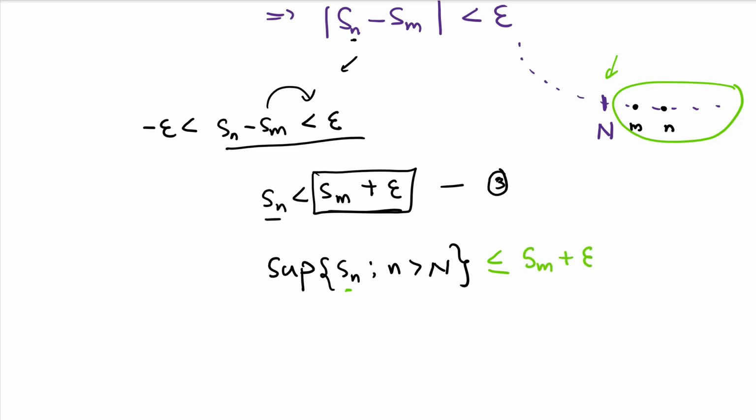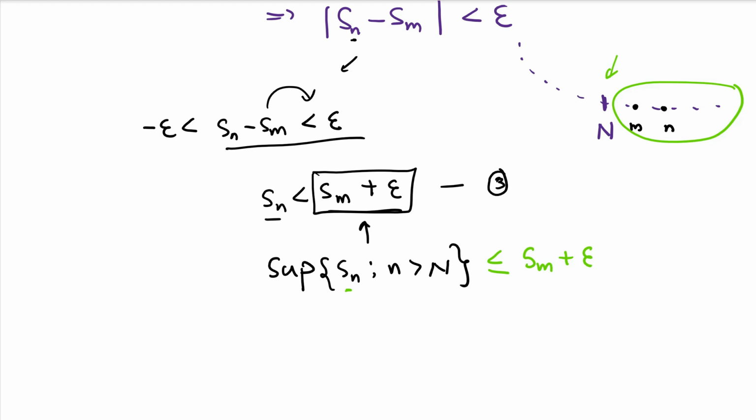So let's digest this. Think about this. s_m plus epsilon is an upper bound, right? What is the meaning of supremum? Supremum means the lowest upper bound, right? So either the supremum is going to be equal to s_m plus epsilon or less than s_m plus epsilon.